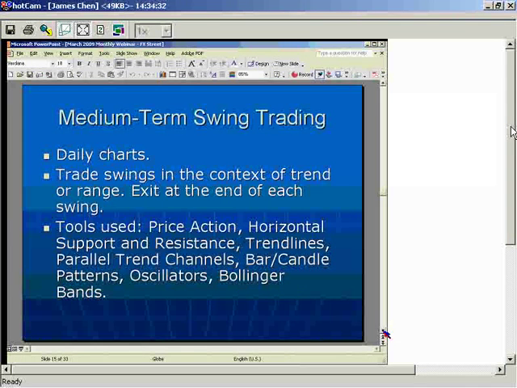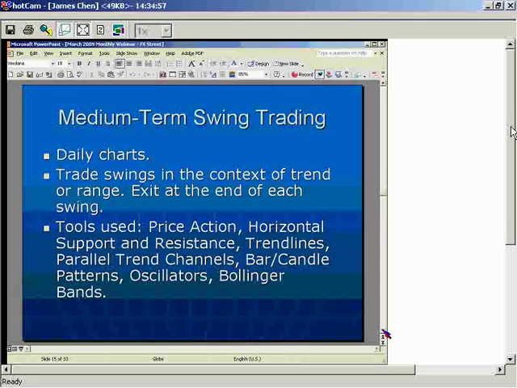That's the swing trading. Now the question: breakout is a swing with a retracement. Not necessarily. Breakout trading is different from swing trading, but I'll show you exactly what I mean on my charts. Now the tools I use for swing trading, whether it be for a range or a trend. And by the way, the exit would be at the end of each swing. How do you know the end of each swing is taking place?